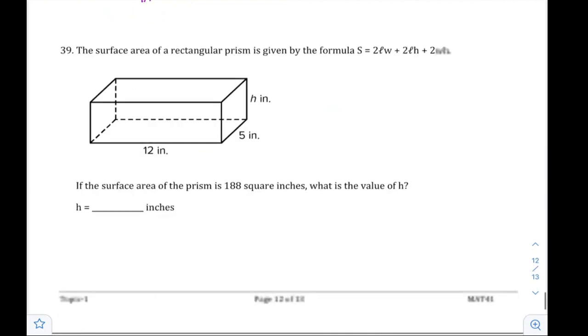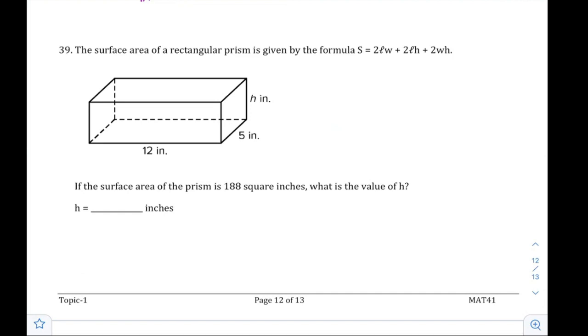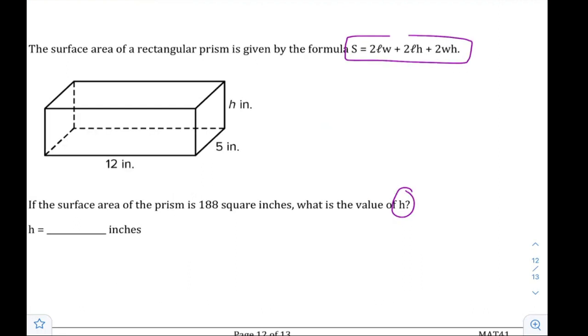The surface area of the rectangular prism is given by the formula, long formula here, where L is the length, W is the width, H is the height. And if the surface area is given, what is the value of H? For this type of questions, by the way, you can replace directly. I will solve it in both ways.